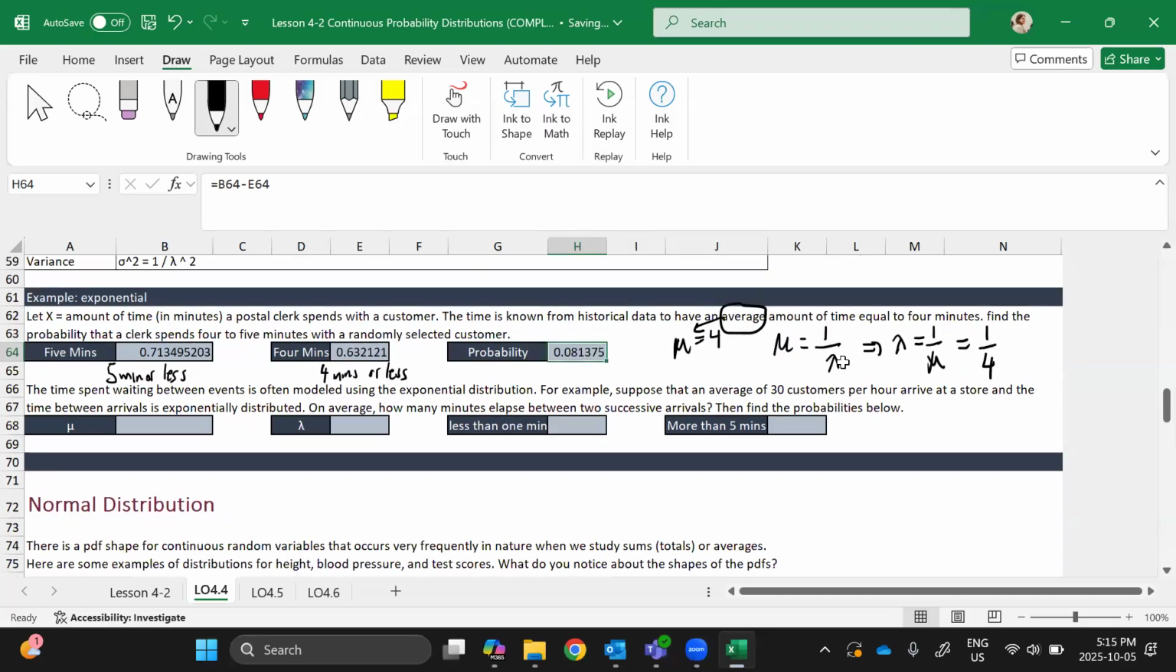Knowing if you have mu or lambda from the question is usually the trickiest part of the exponential distribution and how to figure that out, so let's do some more practice. The time spent waiting between events is often modeled using the exponential distribution. For example, suppose that an average of 30 customers per hour arrived at a store, and the time between arrivals is exponentially distributed. On average, how many minutes elapse between two arrivals?